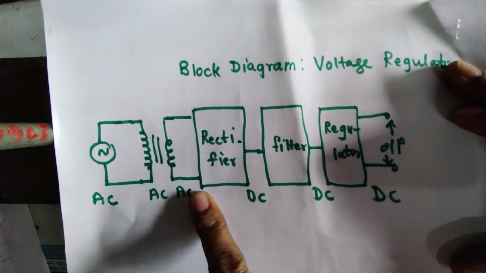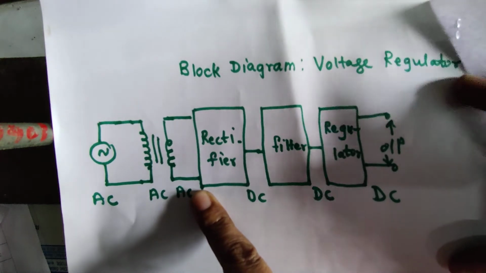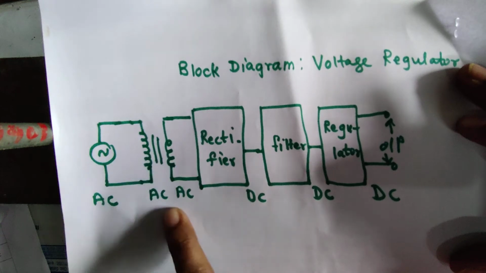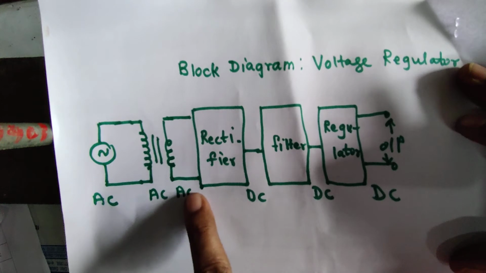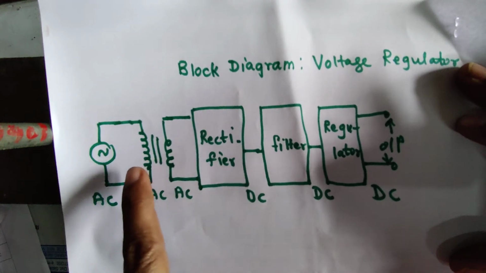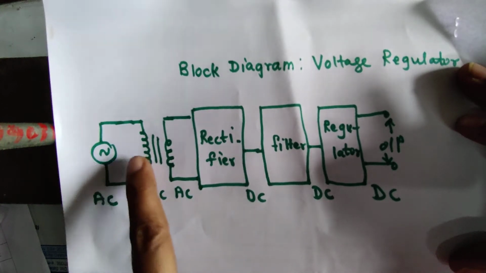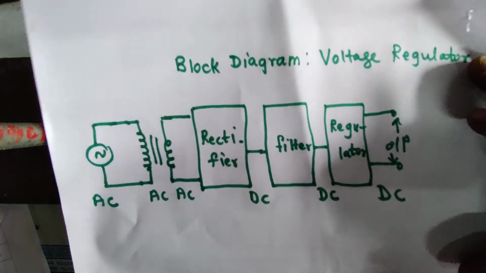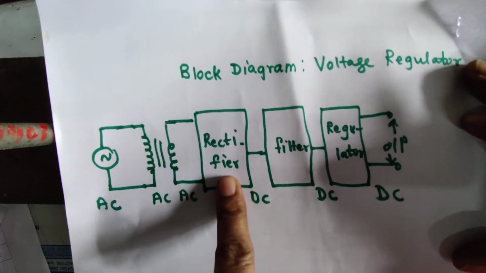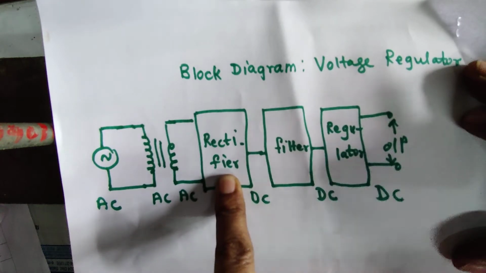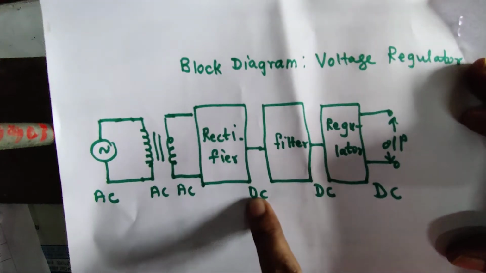But mostly, for rectification and regulation purposes, we use a step down transformer. The transformer converts AC to AC. Here the transformer that we are using converts high AC voltage to low AC voltage. Now next is the rectifier. The rectifier that we have used in our circuit diagram is a rectifier using diodes. At the output of the rectifier you will be getting direct current.